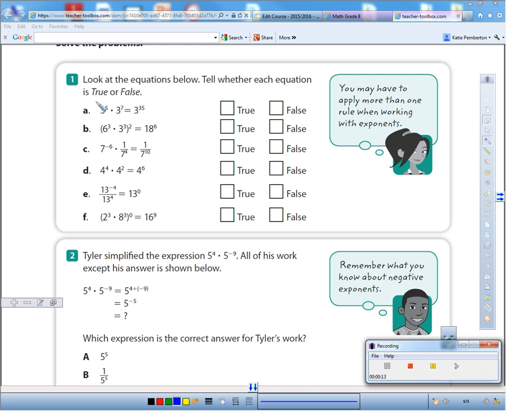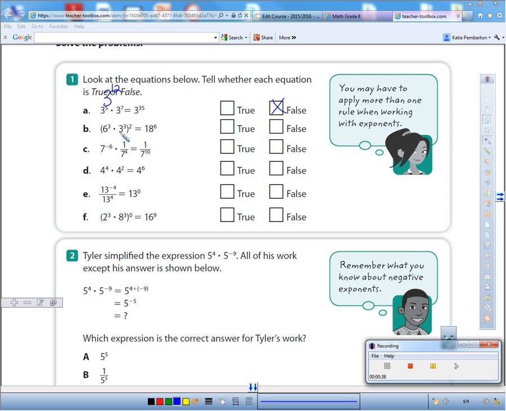If you expand these out, you'll have 3 multiplying itself 5 times, and 3 multiplied by itself 7 times. So that would be a total of 3 to the 5 plus 7, which is 12, not 3 to the 35th. You don't multiply the exponents here, so that would be false.